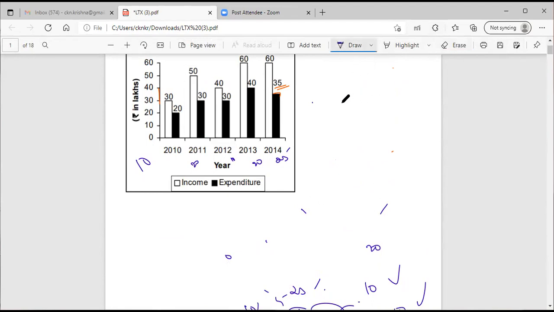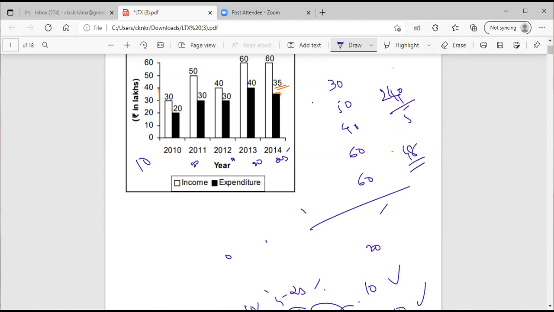Let's see. Your income values are 30, then 50, then 40, then 60, then 60. These are the income values. 80, 120 plus 120, 240 by 5 years, by 5. So the average is going to be 48.